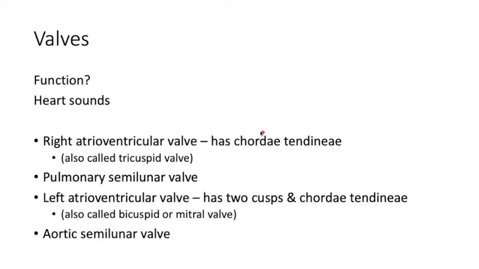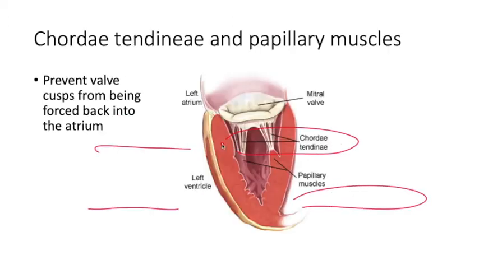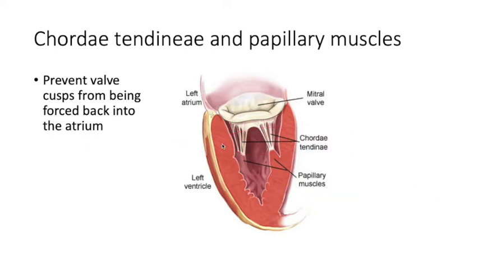One other thing here that is important to note is the chordae tendineae, which is only on the AV valves. What on earth is that? Well, there it is. The chordae tendineae are really strong cords, literally, that come off of or attached to the valve cusps. And the other end of them is attached to this hump right here. There's another one back there.